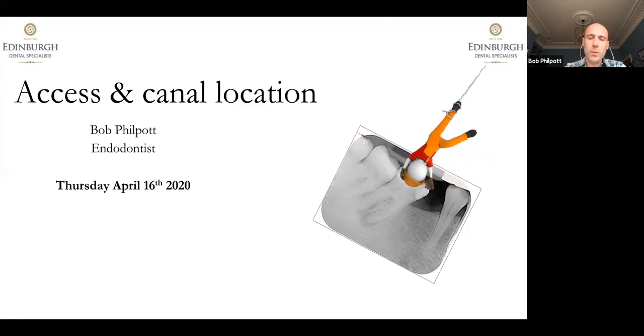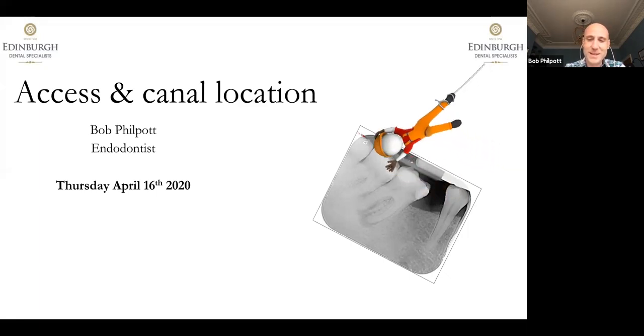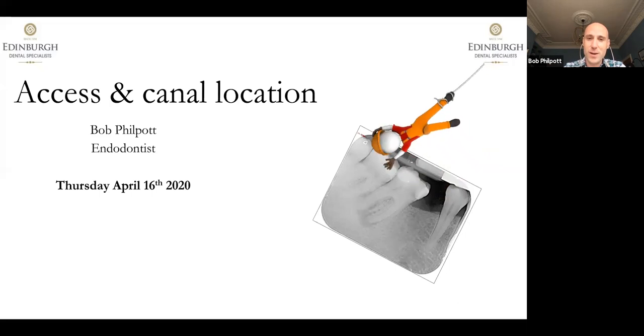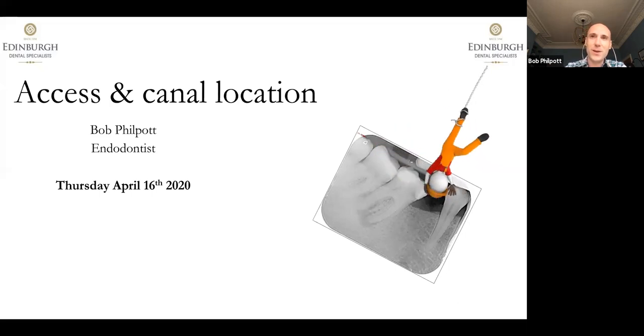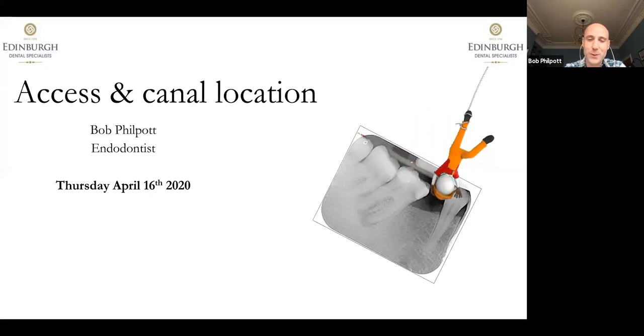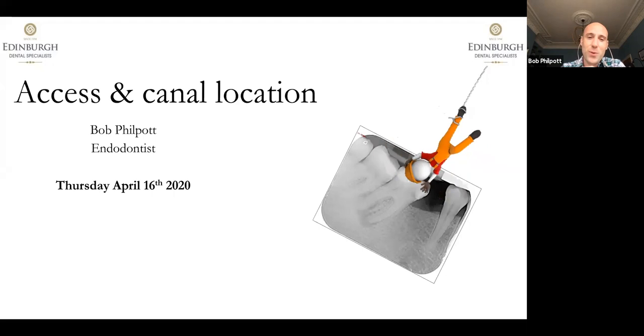So I'll talk a little bit about that later, specifically in relation to MB2s, because they're the ones that we seem to obsess a little bit about, in the same way as we worry about separated instruments or perforation, whereas missing another canal or maybe accessing a distal buccal canal in an upper six, sometimes I can find quite difficult as well, depending on the tooth. So we'll try and keep it as relevant to practice as we can.